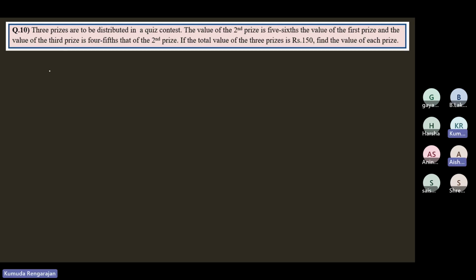Very nice. And then what's the equation? The equation will be x plus 5x by 6 plus 2x by 3 is equal to 150. Very good. Yes, you're right. And what about the value of x? I got the value of x as 600. Very nice, Aishwarya. Yes, you got it right. Thank you.